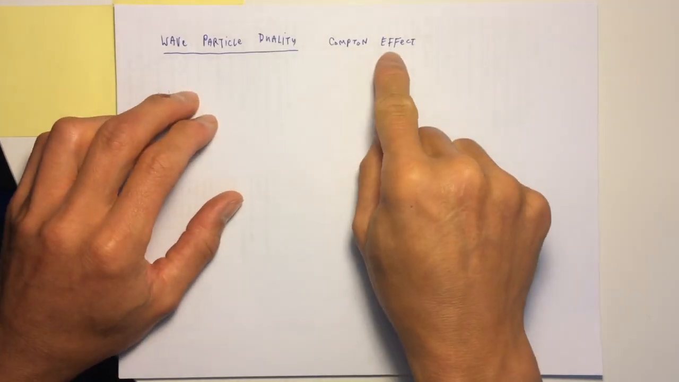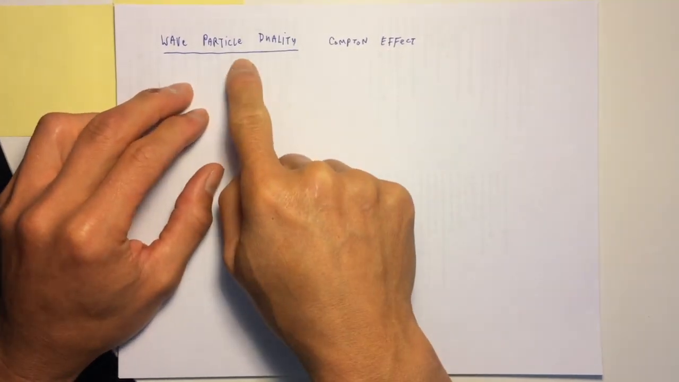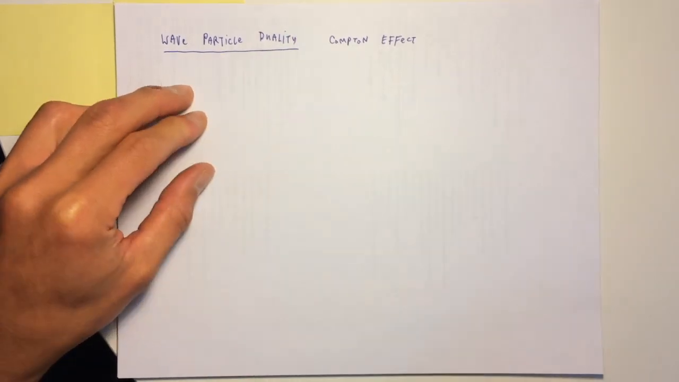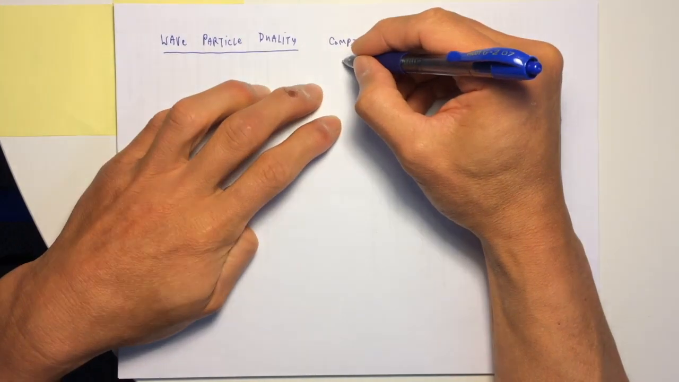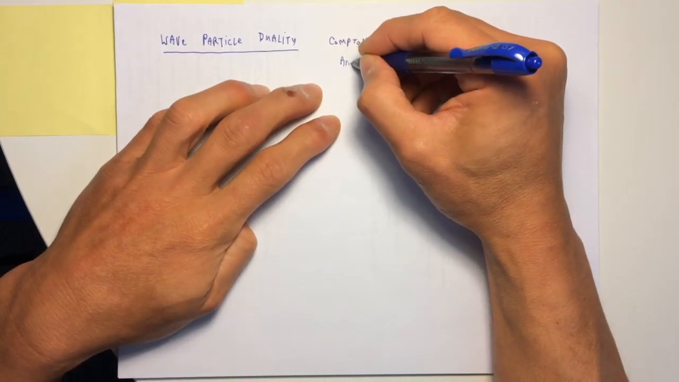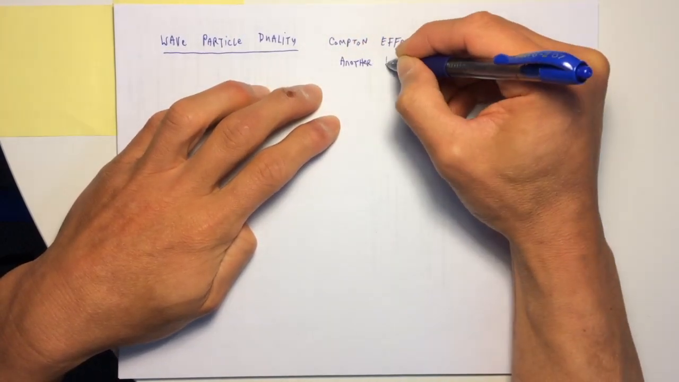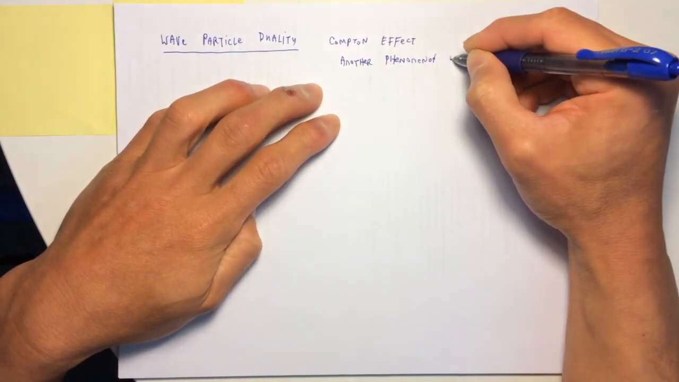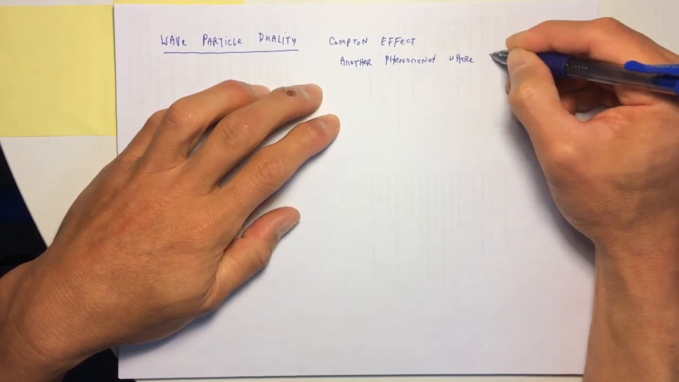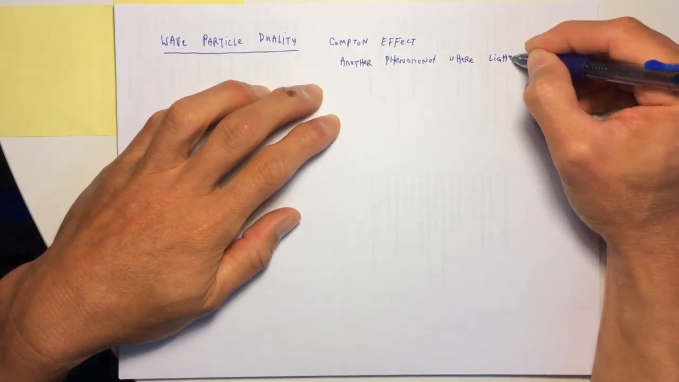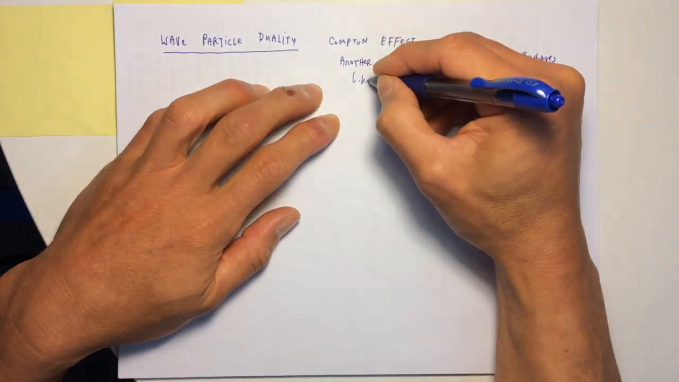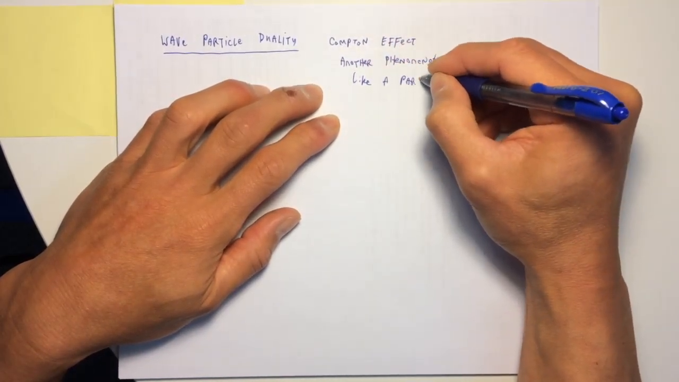The Compton effect is another example of seeing a particle behavior for light. So, another phenomenon where light behaves like a particle.